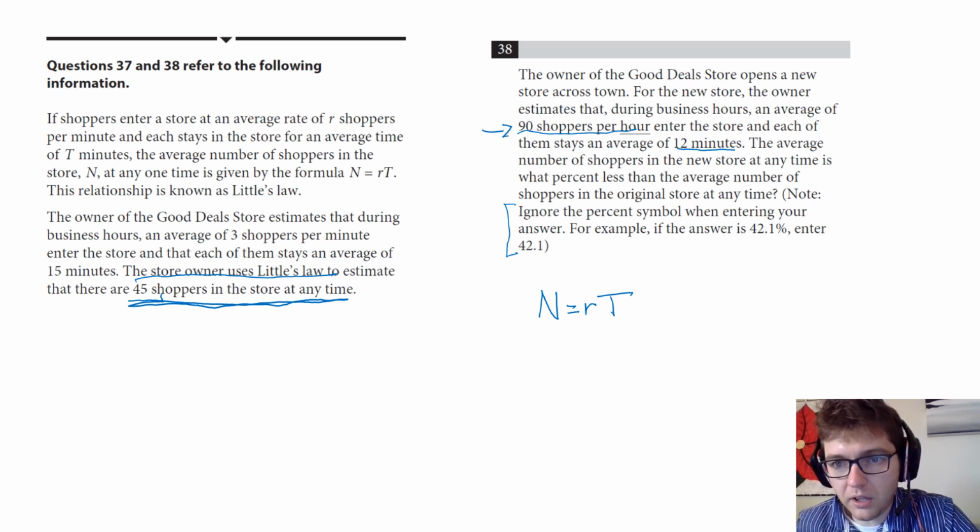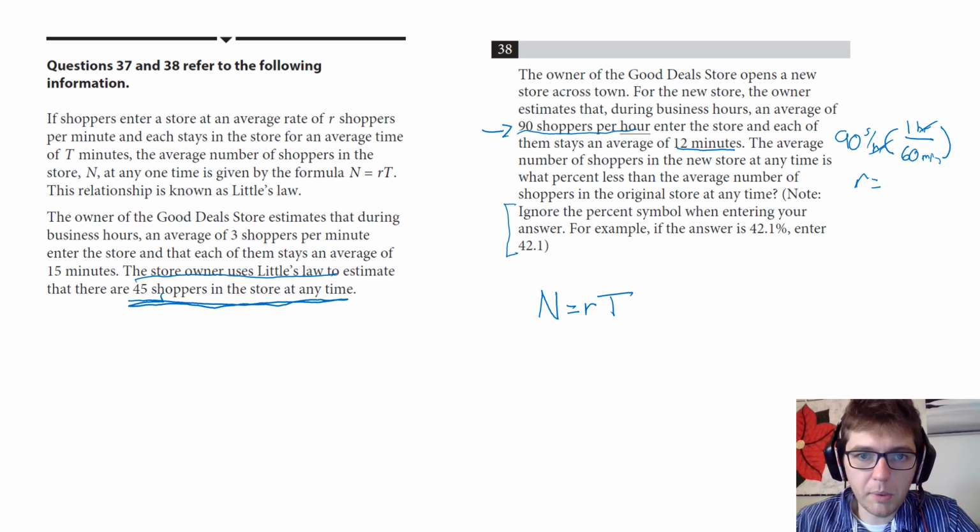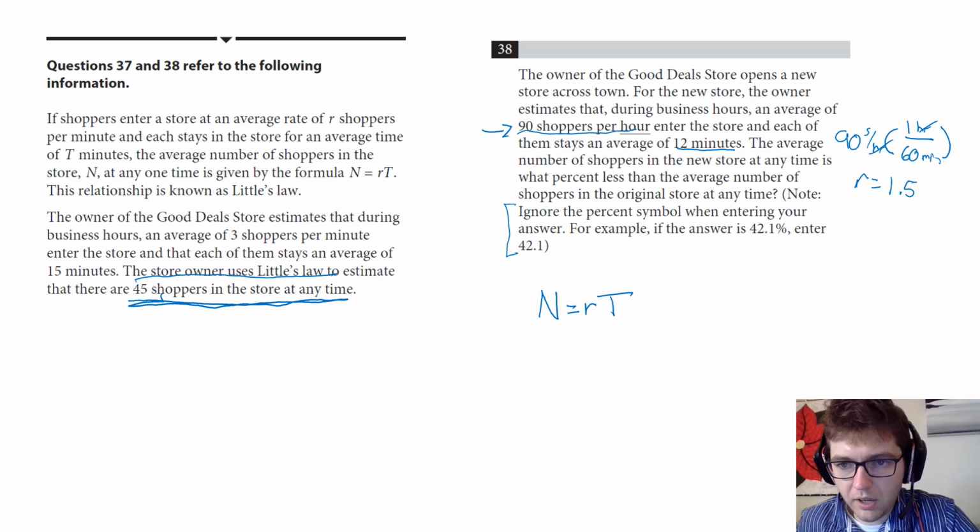They're pulling the same thing they did in the last problem where you have to convert that. So you have 90 shoppers per hour times 1 hour is equal to 60 minutes. The hours cancel out. To get into shoppers per minute, R is equal to 90 divided by 60, which is just 1.5. 1.5 shoppers per minute. And T is 12 minutes, so plug that in down here. You have 1.5 shoppers per minute.